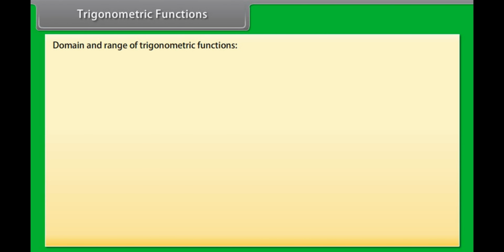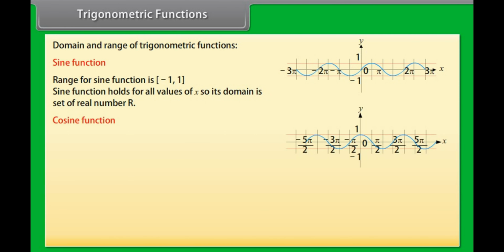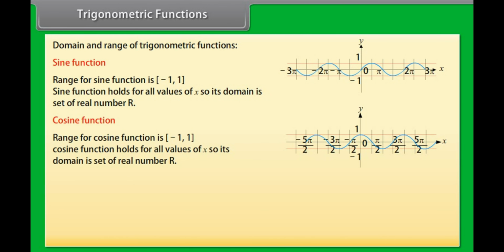Trigonometric functions. Domain and range of trigonometric functions. As we have studied earlier, that angle can be considered as a real number, so we denote the angle by x, not by theta. Sine function. Range for sine function is -1 to 1. Sine function holds for all values of x, so its domain is the set of real numbers R. Cosine function. Range for cosine function is -1 to 1. Cosine function holds for all values of x, so its domain is the set of real numbers R.